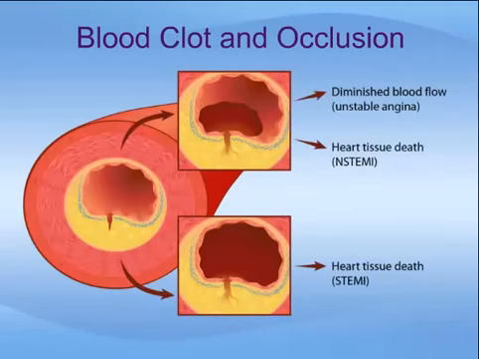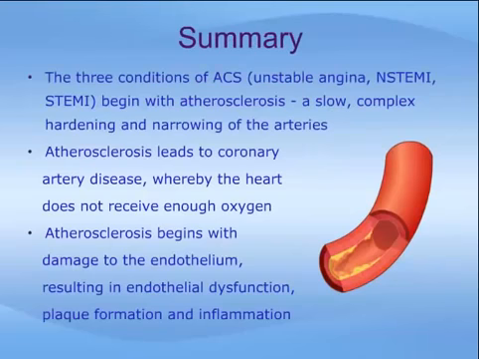This blood clot can partially occlude the artery and result in diminished blood flow to the heart muscle, which manifests as unstable angina. It can also partially occlude the artery, but result in heart tissue death, which manifests as a non-ST elevated myocardial infarction, or NSTEMI. Finally, it can completely occlude the artery and result in heart tissue death, which manifests as an ST elevated myocardial infarction, or STEMI.